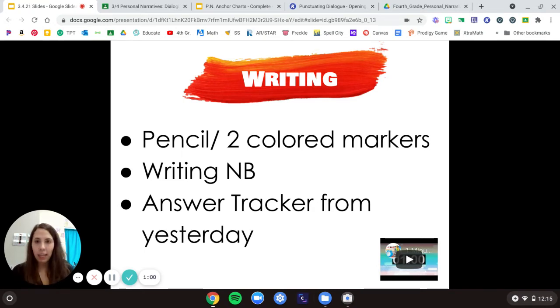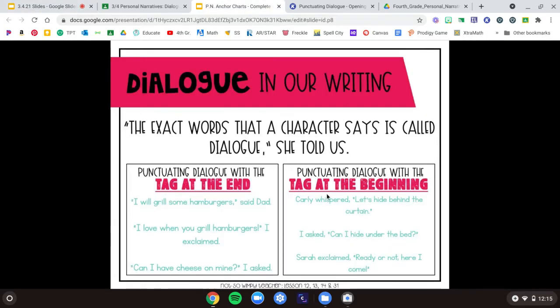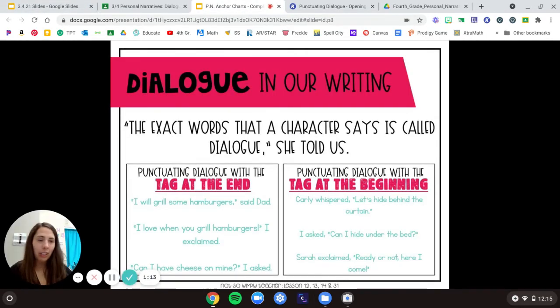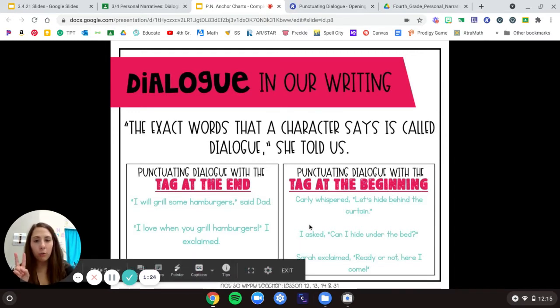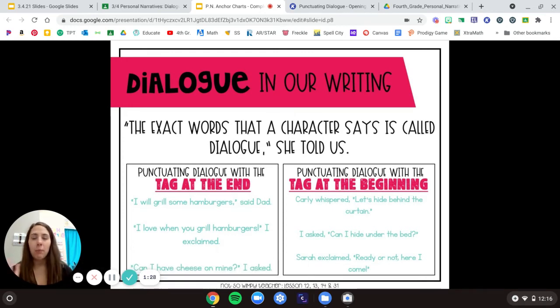Great. Well, today, fourth grade friends, we're going to learn how to punctuate dialogue when our tag is at the beginning. So let's get our writing notebook out and open to our anchor chart that we had yesterday. We're going to finish the right side, okay? So let's take a look at these examples. There's a few things I want to point out. I want you to write at least 2 of these, okay? If you have room, write all 3, but I want you to at least write 2, okay?